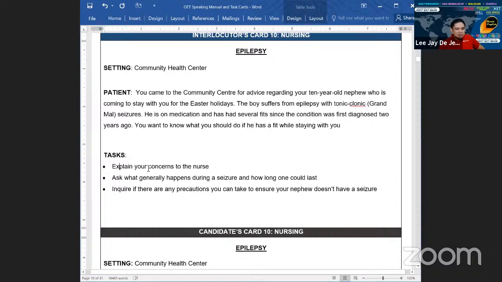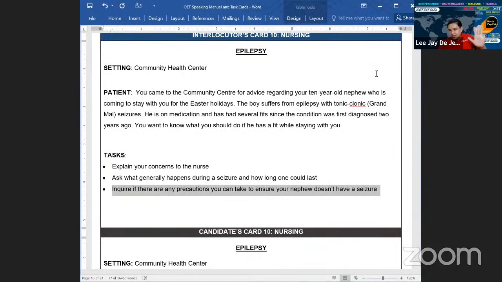So what's your task, Sir Joe? You need to explain your concerns to the nurse. Okay? You need to ask what happens during a seizure and how long one could last. And you need to inquire if there are any precautions that you can take to ensure that your nephew doesn't have a seizure. So that's the interlocutor's card.